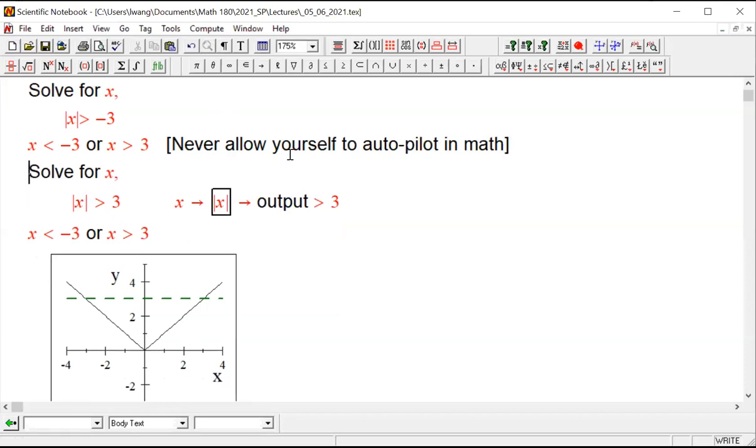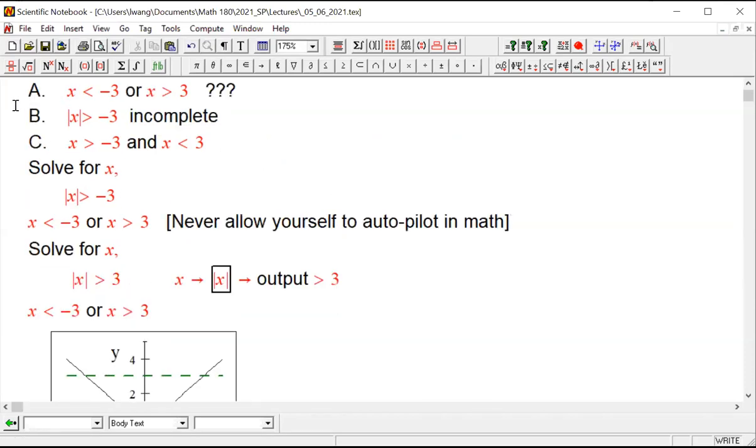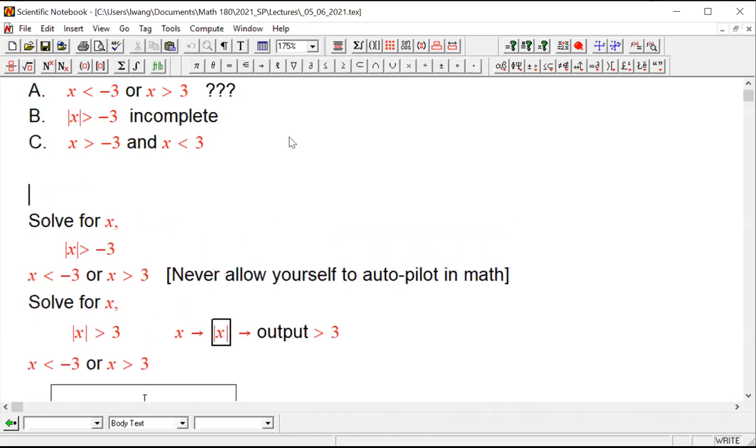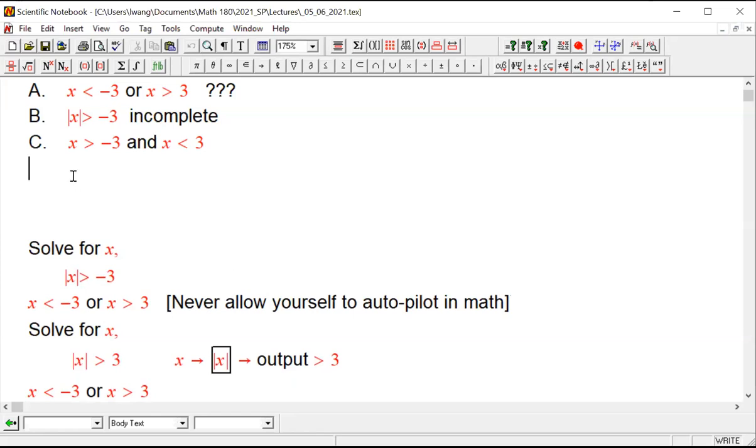So we have addressed these issues. We have addressed A, we have addressed B. Now let's look at C. What's the meaning of C? The meaning of C says x is larger than -3 and x is smaller than 3. Okay, so let's see, what does that mean?